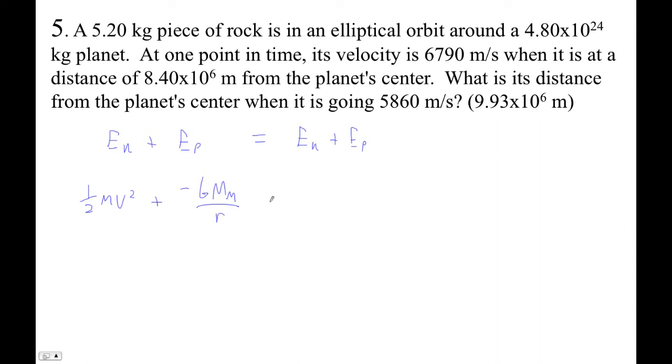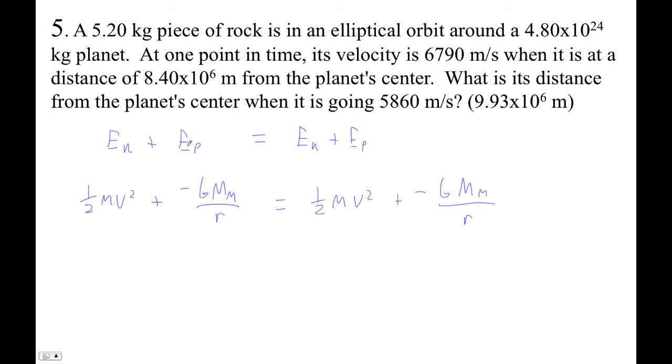It's not r squared, remember, it's just r. Equals 1/2 mv squared at a different time, plus negative, remember that gravitational potentials are negative, over r. So this is what we're going to set up on this thing.